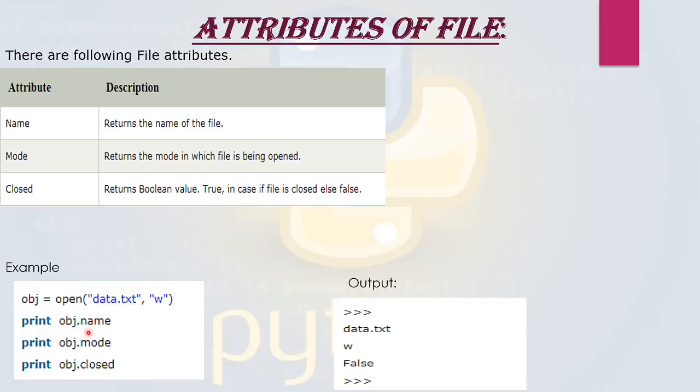Here is a program: open data.txt, a file name, with mode W. Print obj.name, it will print the name of the file, that is data.txt. obj.mode will print the mode in which the file is opened, that is write mode, so it will print W. obj.closed will check whether the file is closed or not. It is not closed, so it will return false.